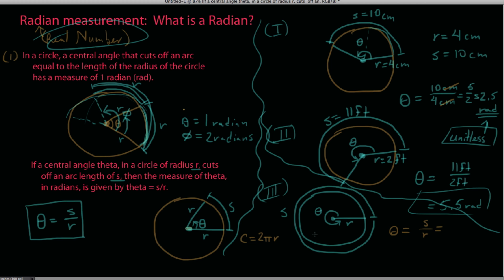What we can do is, instead of writing the arc length s, we substitute in 2 pi r for s. We get 2 pi r over r. That would be the arc length. We ask how many times the radius fits into one 2 pi r circumference. And what you see here is that the radii cancel out, and you get 2 pi.